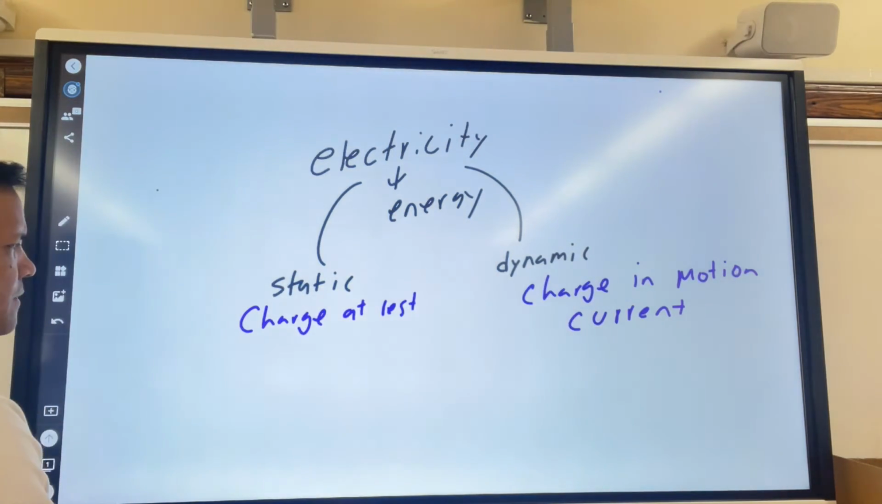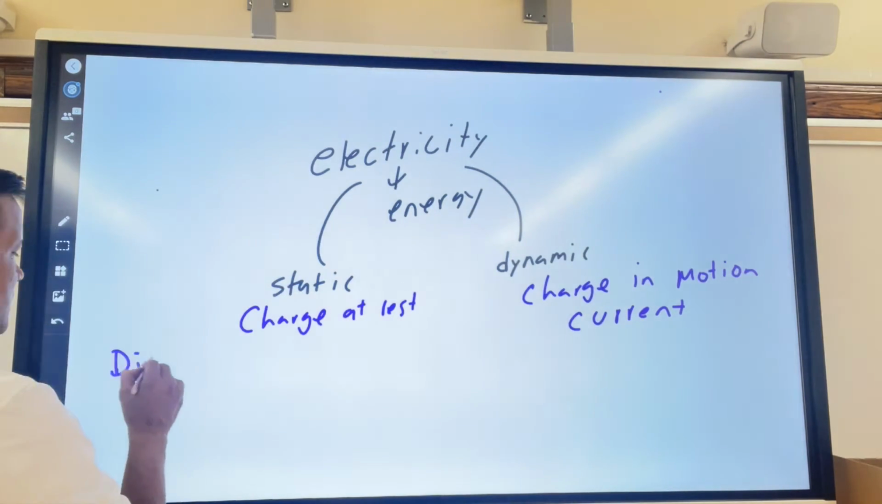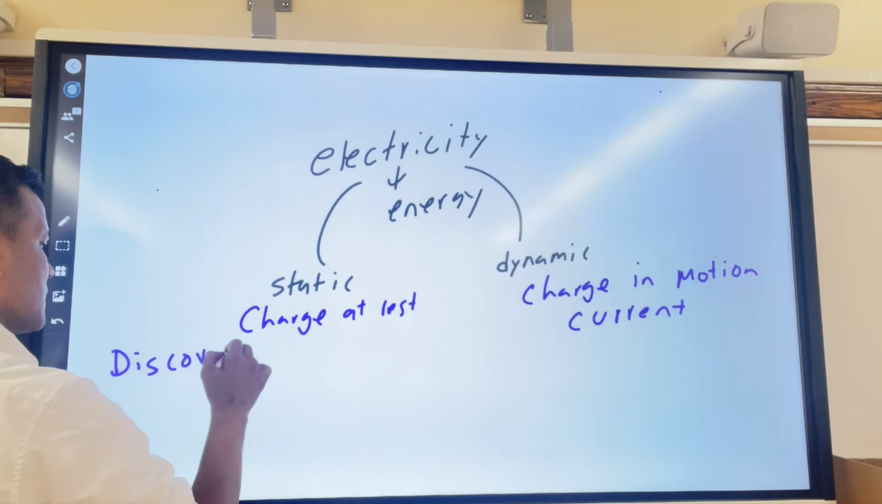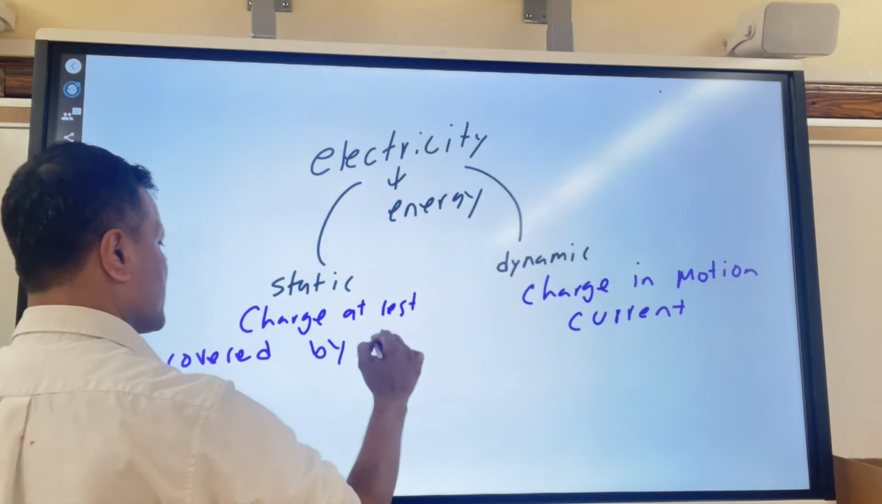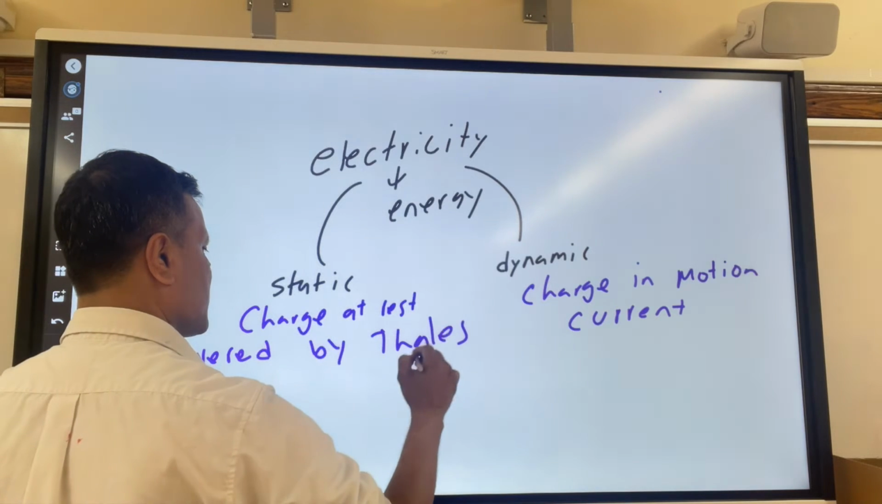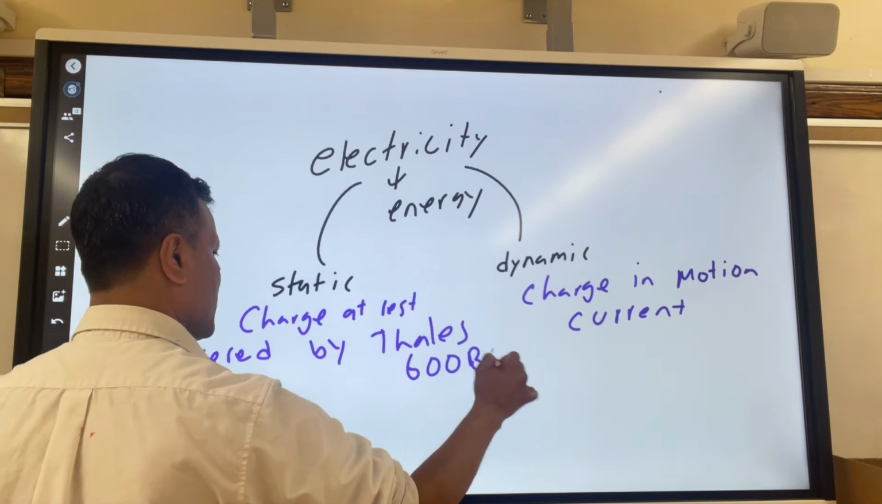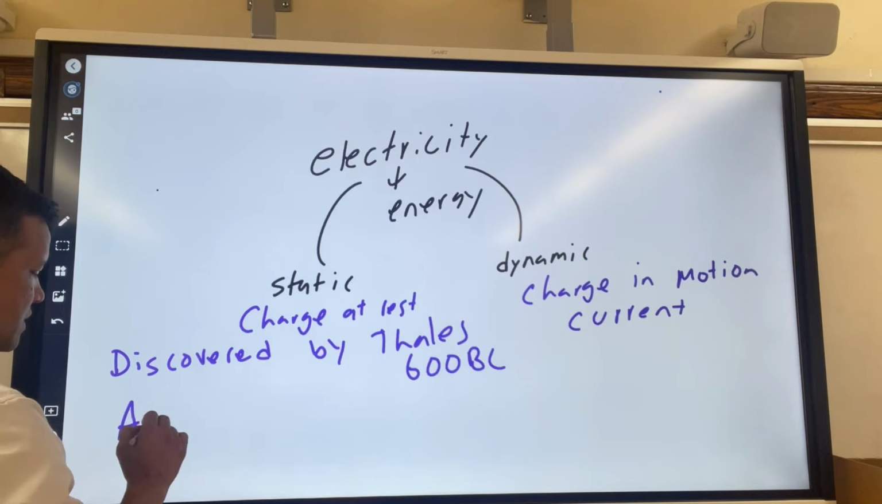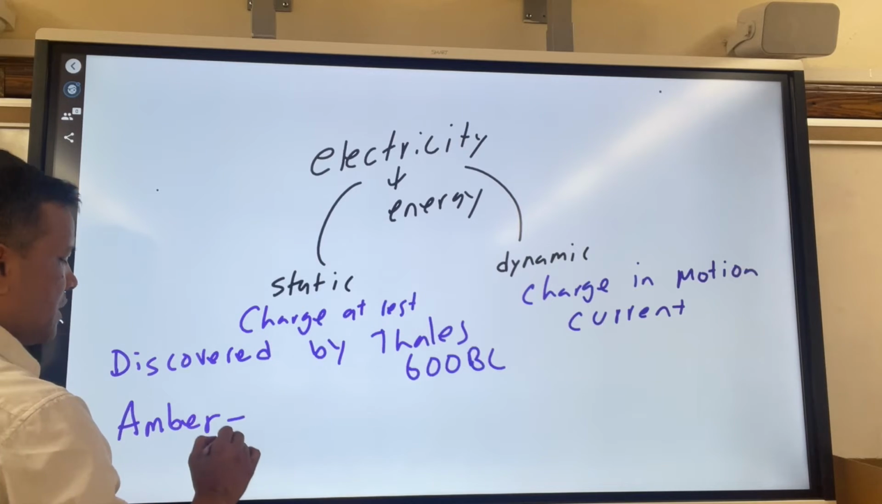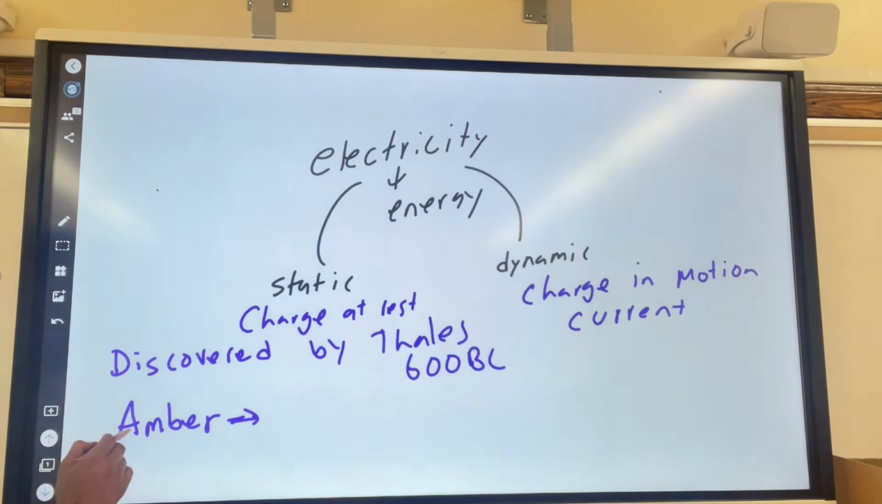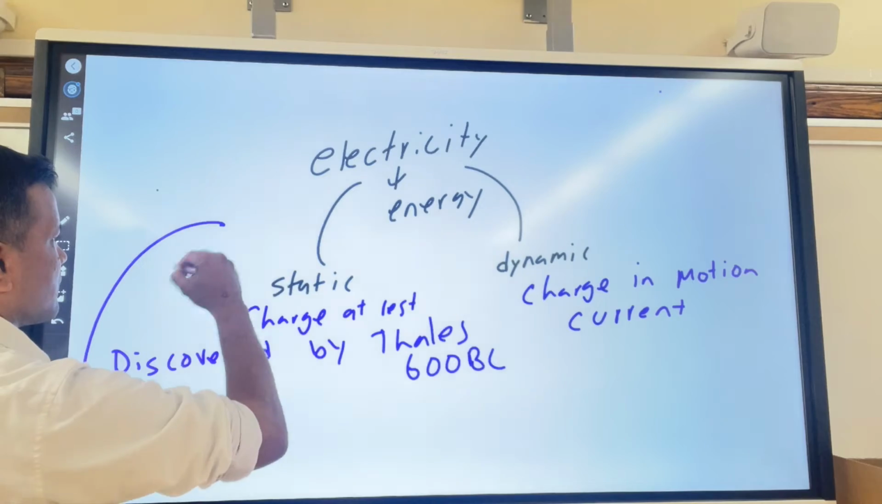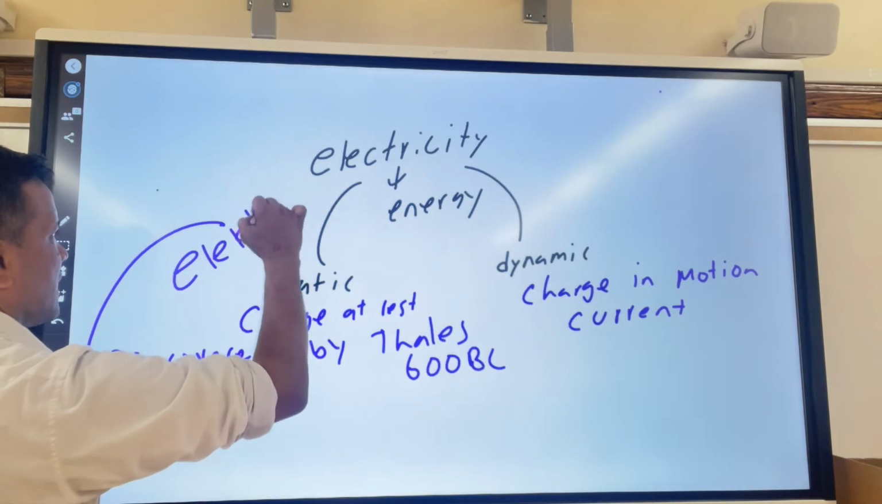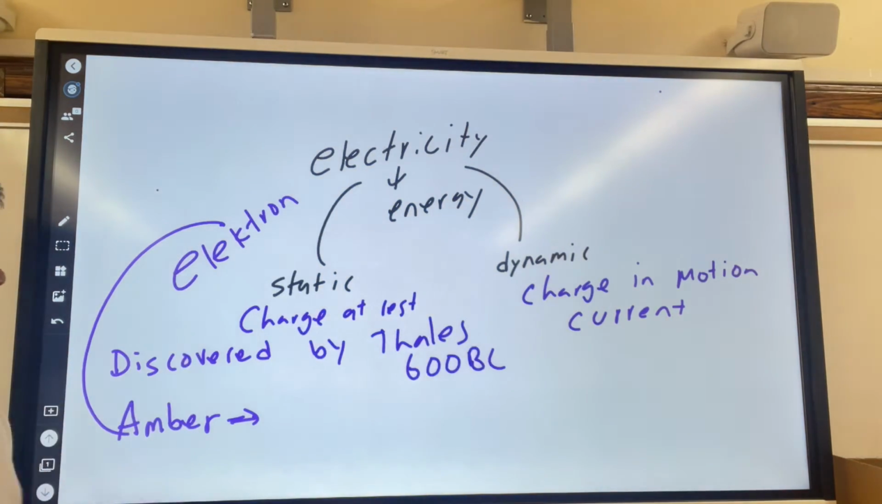A static one was discovered by Thales about 600 BC, long time ago, right? So he used amber. What is amber? Another name of amber is actually electron. Amber is a Greek word, means electron, right?